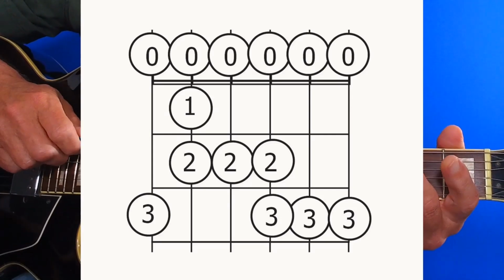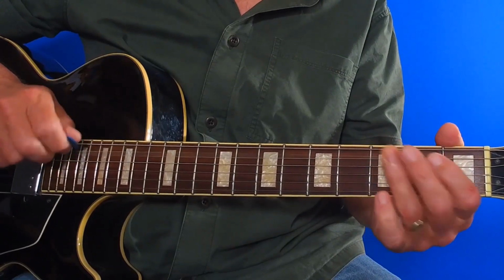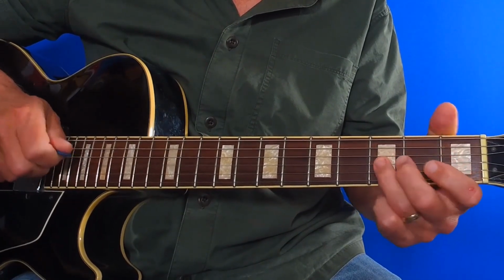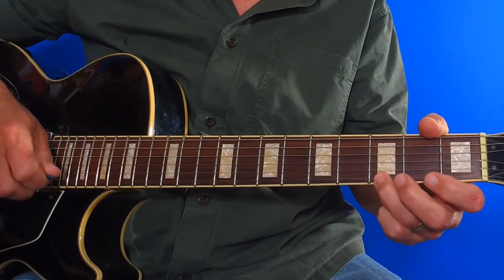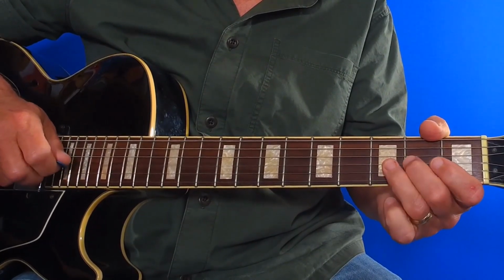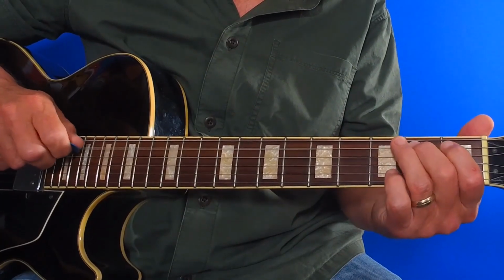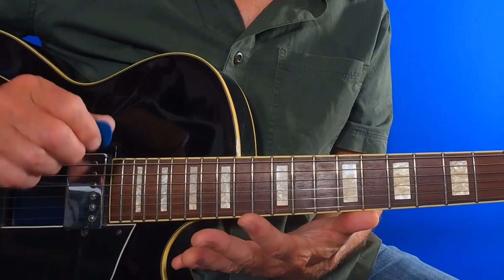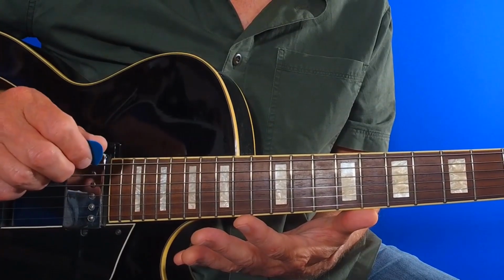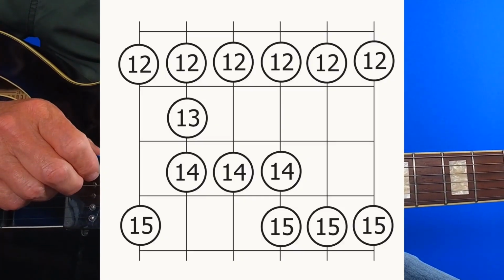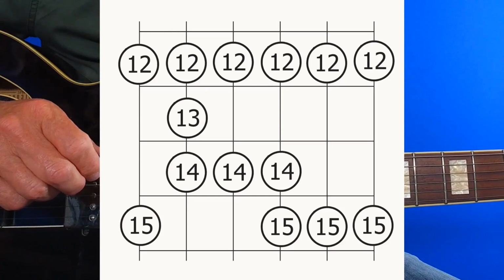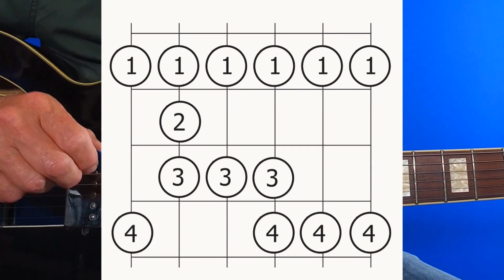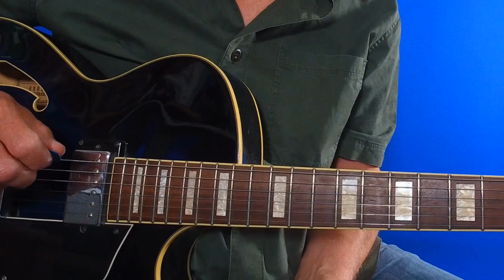So that's fingered like this: 0, 3, 0, 1, 2, 0, 2, 0, 2, 3, 0, 3, 0, 3, 0, 3, 0, 3, 2, 0, 2, 0, 2, 1, 0, 3, 0. But this pattern repeats at the 12th fret using these fret numbers. Played with these fingers. Like this.